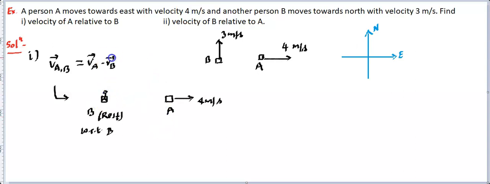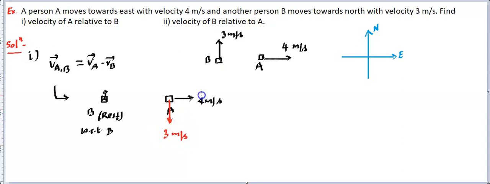That means we need to change the direction of B first. So the velocity of B has to be reversed. So let's reverse it and then add with this. So after reversing, we are adding. So it's going to be this way. So this will come as another velocity on A as per B, that becomes 3 meters per second.